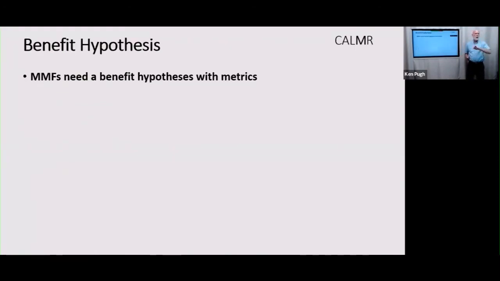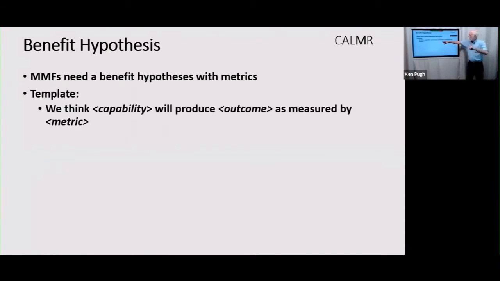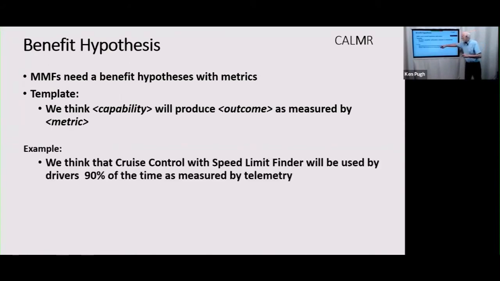So let's give a little more detail on it. Given a speed limit sign, when the car views it, the speed is set to 35 miles per hour. And there should be a speed limit sign, but for some reason my PowerPoint decided not to put images up today. So now we come up with our benefit hypothesis with some metrics. The benefit hypothesis is: we think this capability will produce this outcome as measured by this metric. Here's an example. We think that cruise control with the speed limit finder will be used by drivers 90% of the time as we measure it by telemetry. We will have had a successful feature.